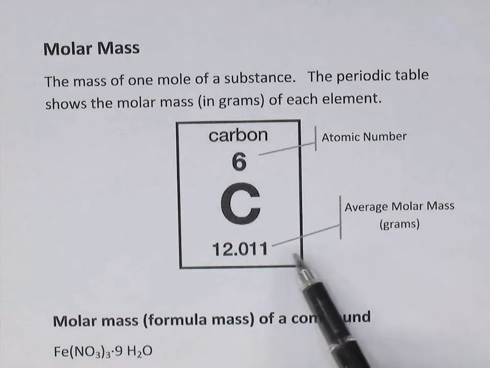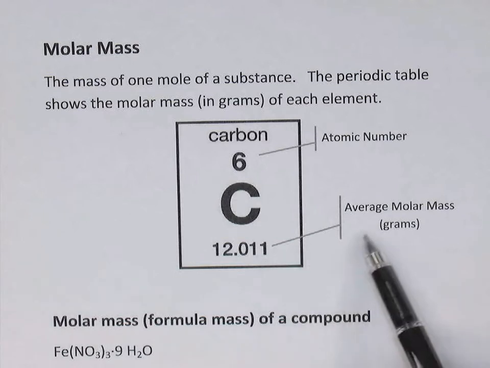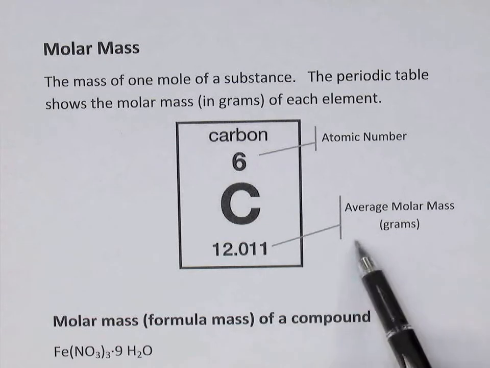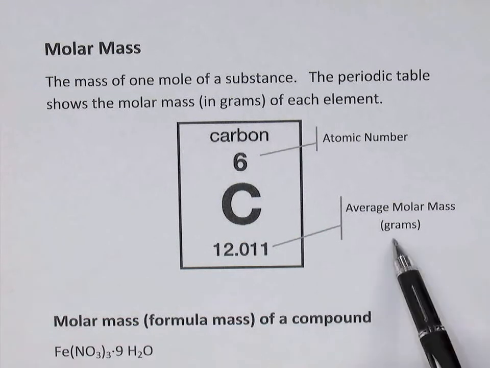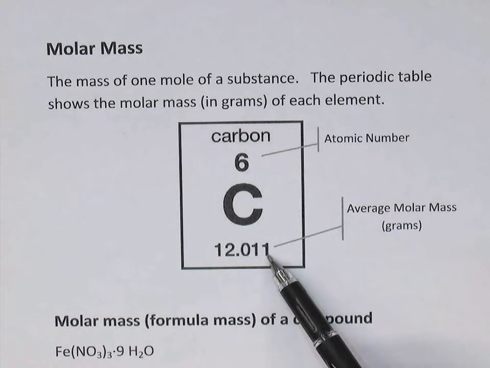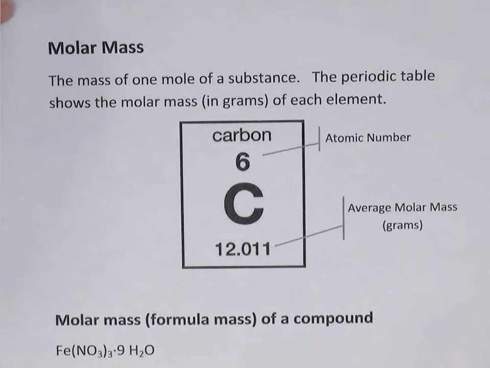Now, why can we do that? Why is the same number in AMUs the mass of a single atom as it is here the mass of a mole in grams? The reason for that is that the definition of an atomic mass unit was 1/12 the mass of an atom of carbon-12. Another way to look at it is that there's Avogadro's number of atomic mass units in a gram, and that's what makes this so convenient. This number is the mass in AMUs of a single atom, or it's the mass in grams of a mole of carbon.